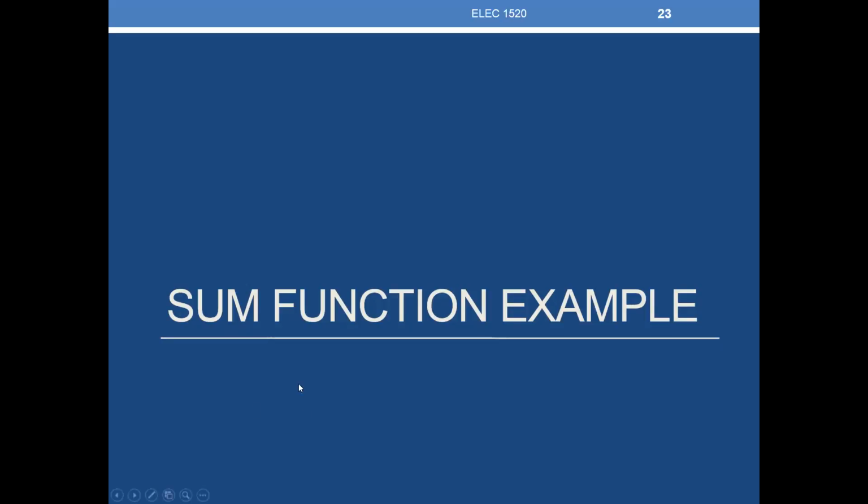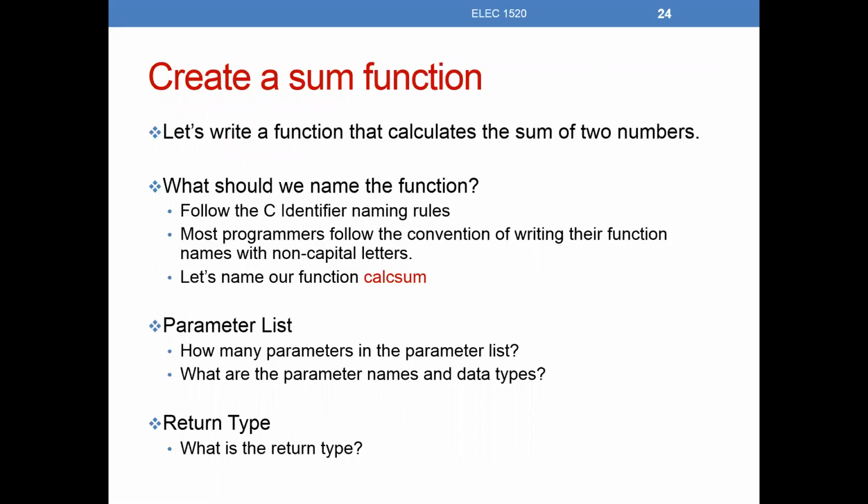Let's go ahead and write a second function, right? Something that does a little bit more. So we're going to write a function that calculates the sum of two numbers. And we ask ourselves, what should we name the function? Right? Once again, follow the C identifier naming rules. Most programmers follow a convention of starting their function names with non-capital letters. Right? So we could name our function calcsum.